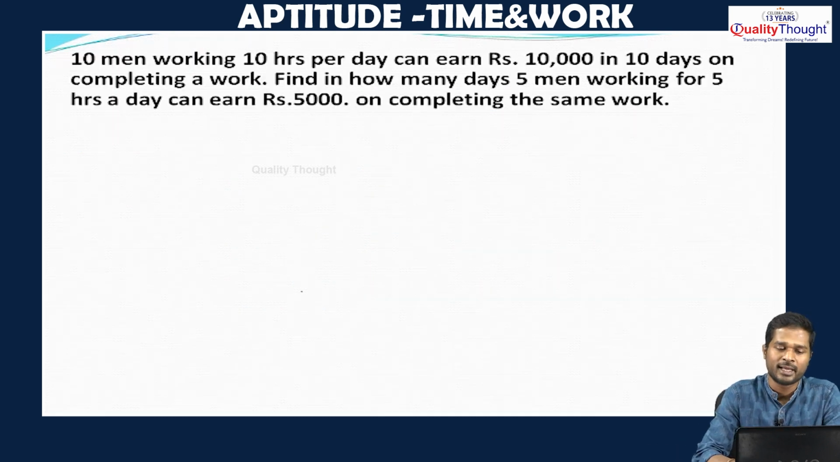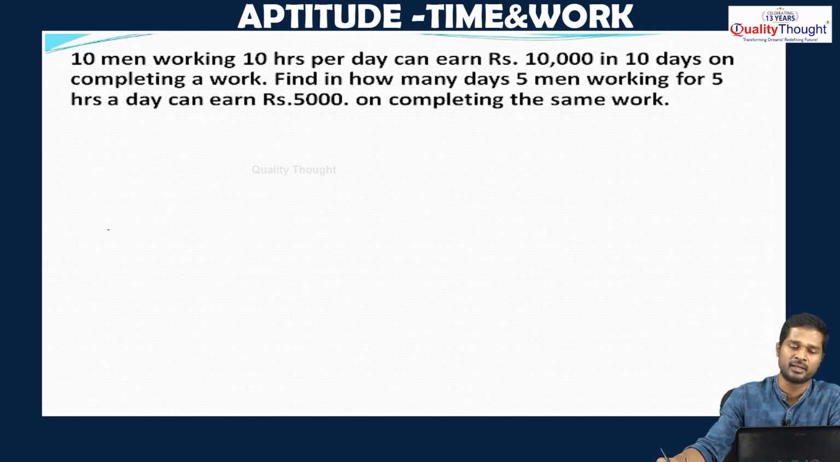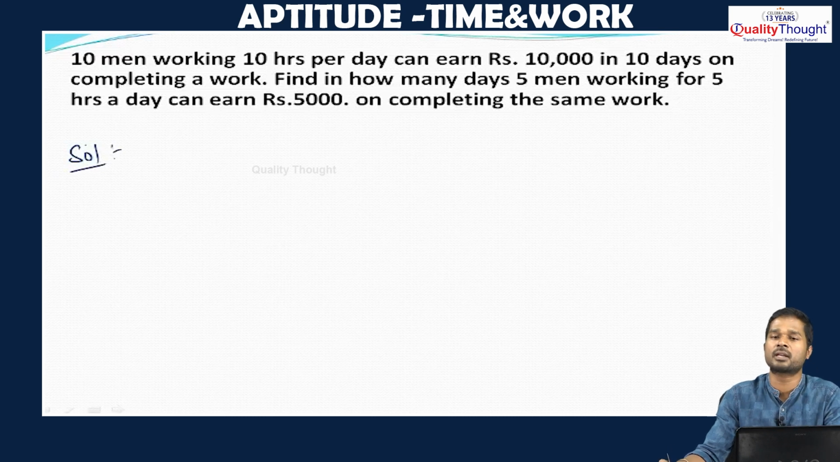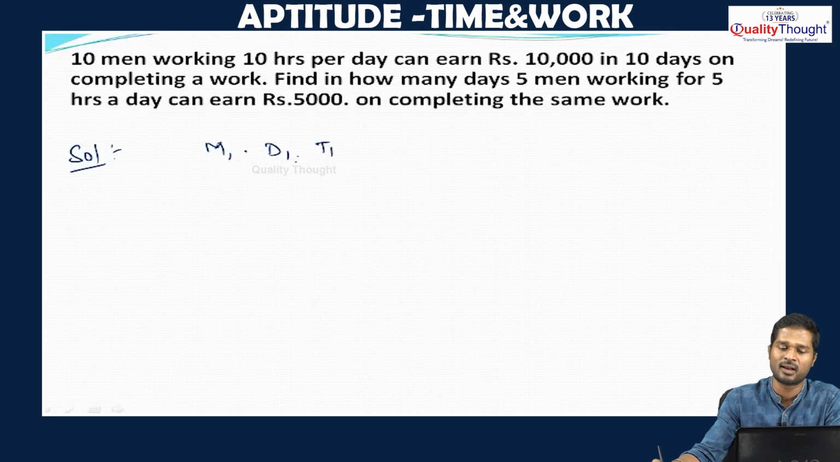Question 1, 10 men working 10 hours per day can earn 10,000 rupees in 10 days on completing a work. Find in how many days 5 men working for 5 hours a day can earn 5,000 rupees on completing the same work. See, just take those values which are given in the question. See here, I will write it. Number of people in the first group is given, number of days of the first group is given, and how many hours they are working is given, and what is the salary they received is given.